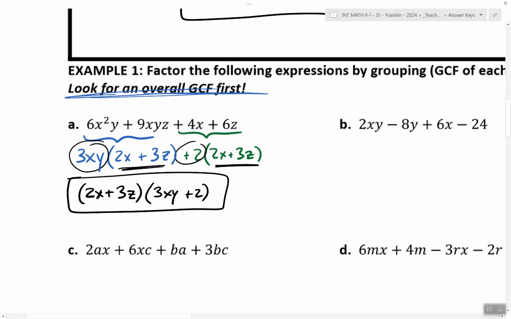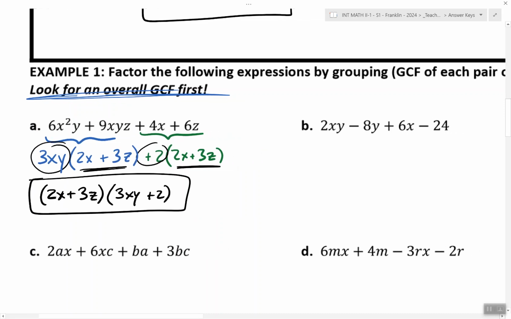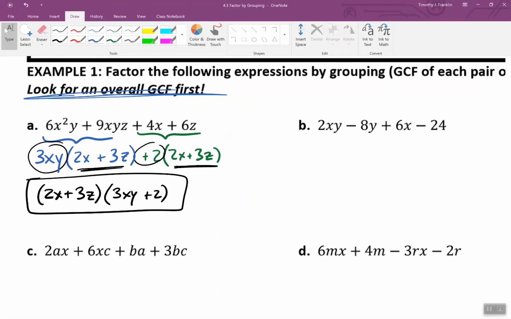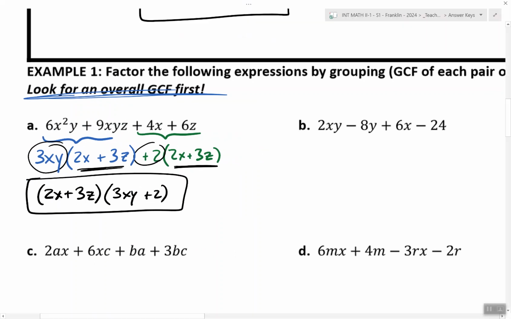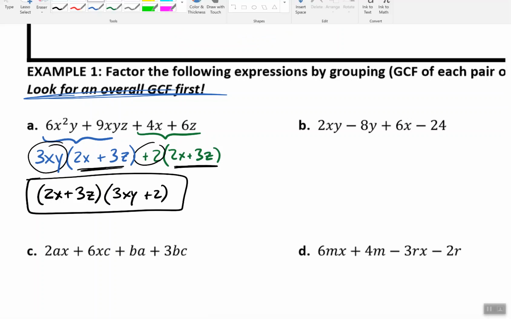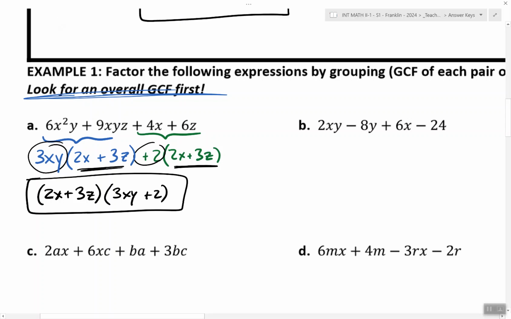And that's our factored form. Let's check out example B. First, look for an overall GCF. Looks like we can take a 2 out. They're all even. 2 is the smallest one there, so 2 is the most. So let's take a 2 out of this one.